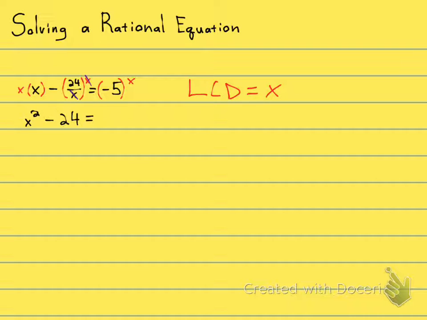And then on the right-hand side, negative 5 times x is going to be negative 5x. And this is a quadratic equation. It's quadratic because of the square. To solve a quadratic equation, I need to set it equal to 0. So I want nothing on this side. It's a negative 5x. To get rid of a negative 5x, I'll add 5x. And I'm going to add 5x to both sides.